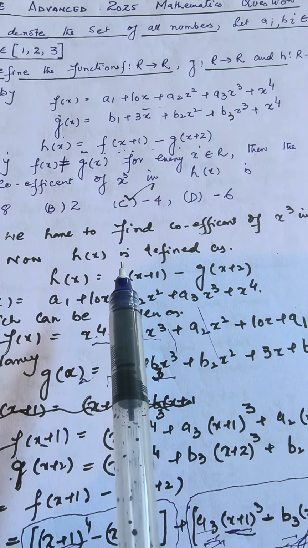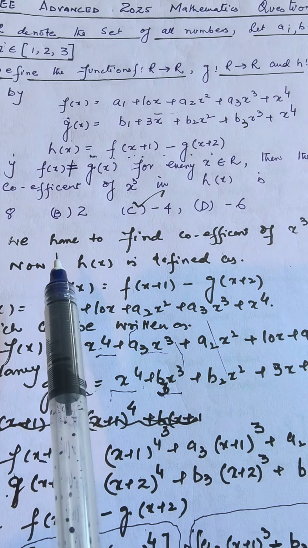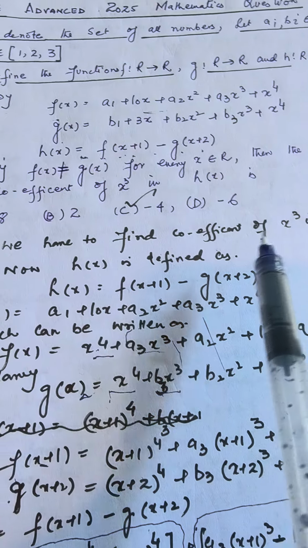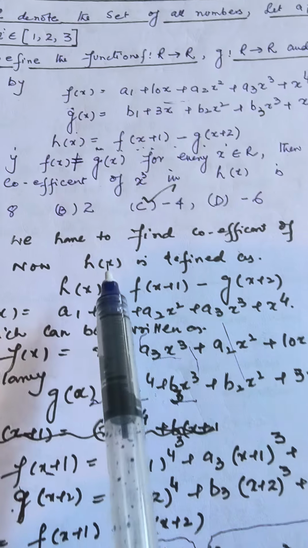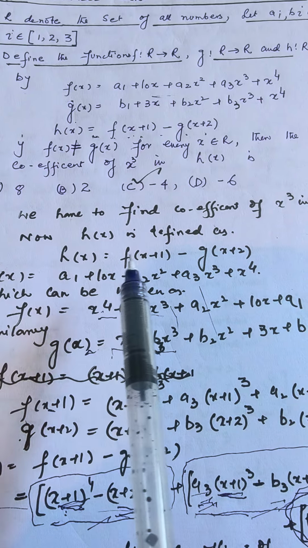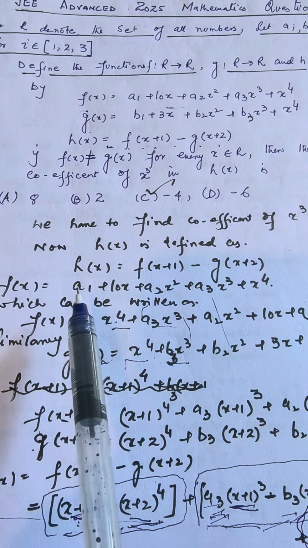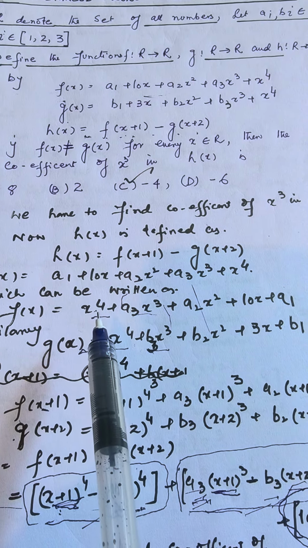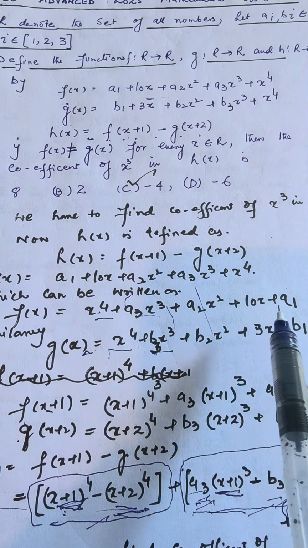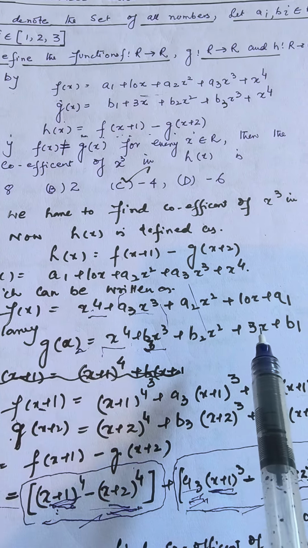This is a good problem, very easy if you understand it. So we have to find the coefficient of x cube in h of x, right? Now h of x is defined as f of x plus 1 minus g of x plus 2. So f of x we are given like this. We will rearrange it a bit and bring it to standard form, x^4 and so on. g of x also we can write like this, in standard form.